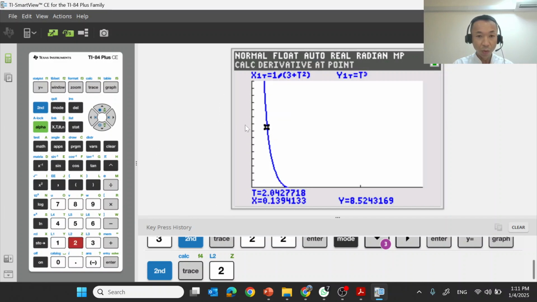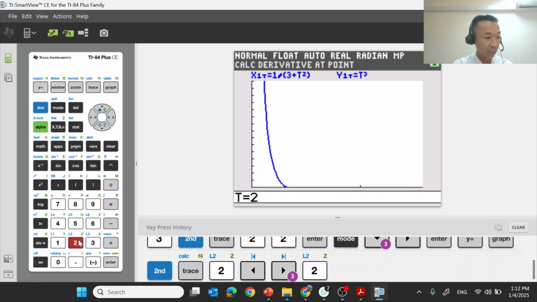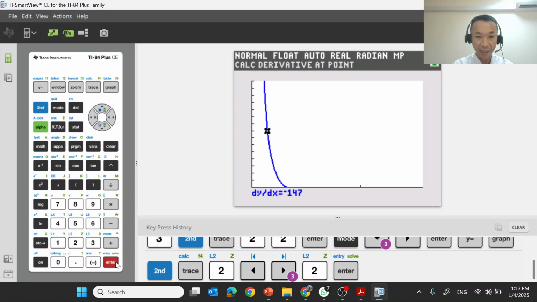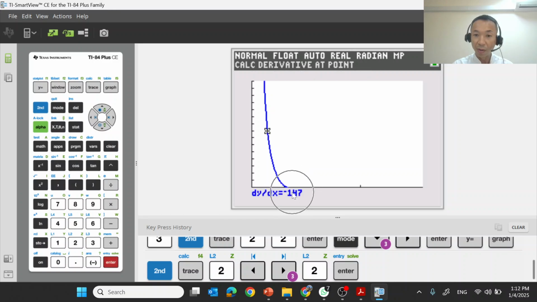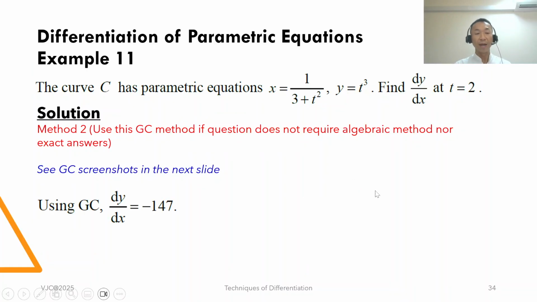It will ask you at which point you want it. You don't scroll left and right. You just type 2 in here because you are required to find the gradient at t equals 2, enter. You realize that you get the value minus 147. So therefore, the answer by GC, dy/dx, is minus 147. That's method 2.